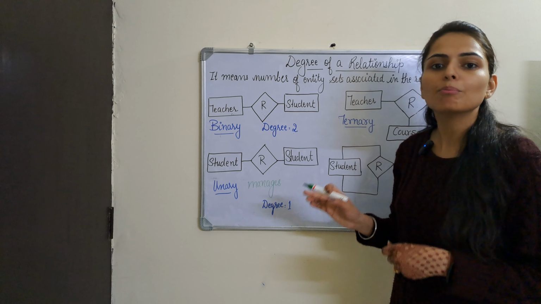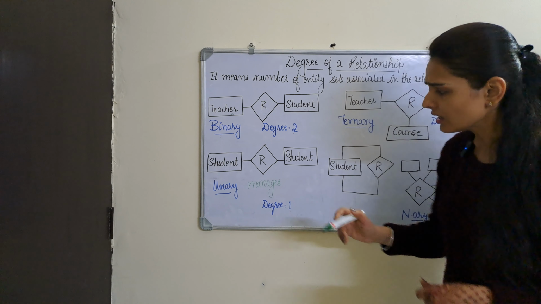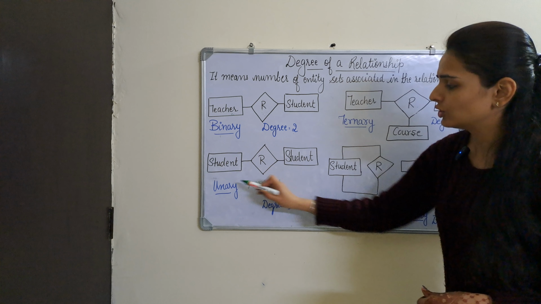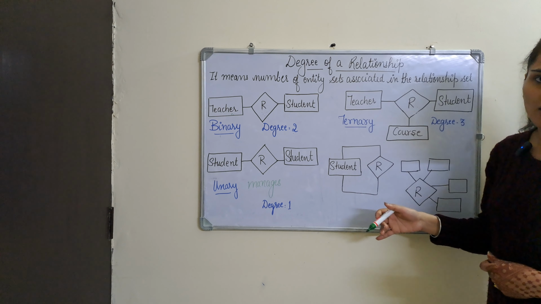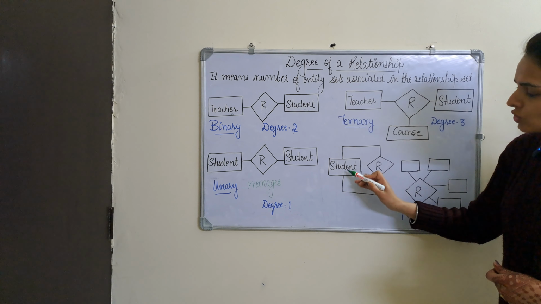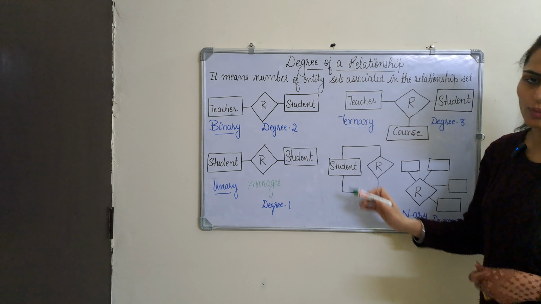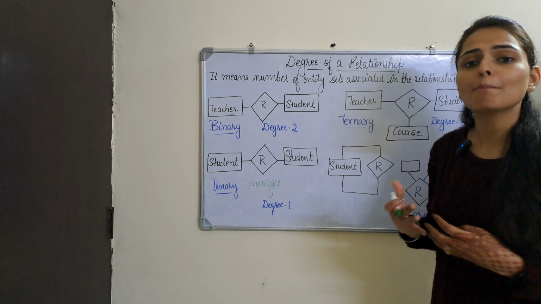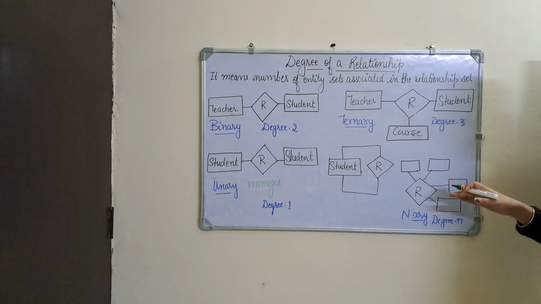So we can say the minimum possible degree of a relationship can be 1. Now, this relationship can also be represented in this manner so that there are no confusions, that the student entity set is related to the student entity set only, right? Now, what is the maximum possible degree of a relationship? We need to understand the maximum possible degree can be n.